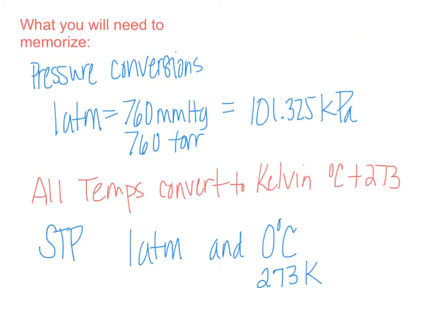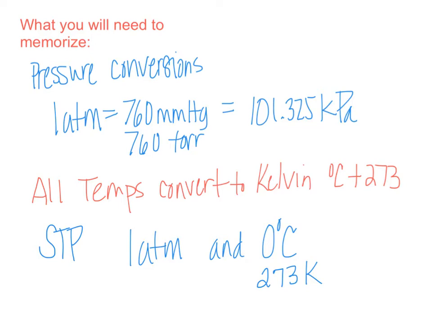So these are the things that you're going to have to memorize for the test. You need to know your pressure conversions. Remember, 1 atmosphere is equal to 760 millimeters of mercury, or Torr, they're the same thing, which is equal to 101.325 kilopascals. You for sure need to know how to convert your temperature to Kelvin. It's the easiest conversion we have: Celsius plus 273. And remember, that is for every single temperature, every single time. No exceptions. Always have to have your temperature converted to Kelvin.